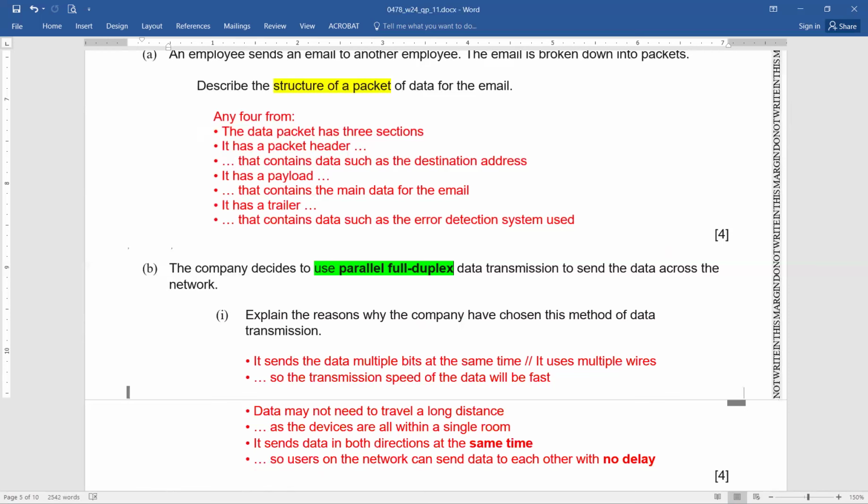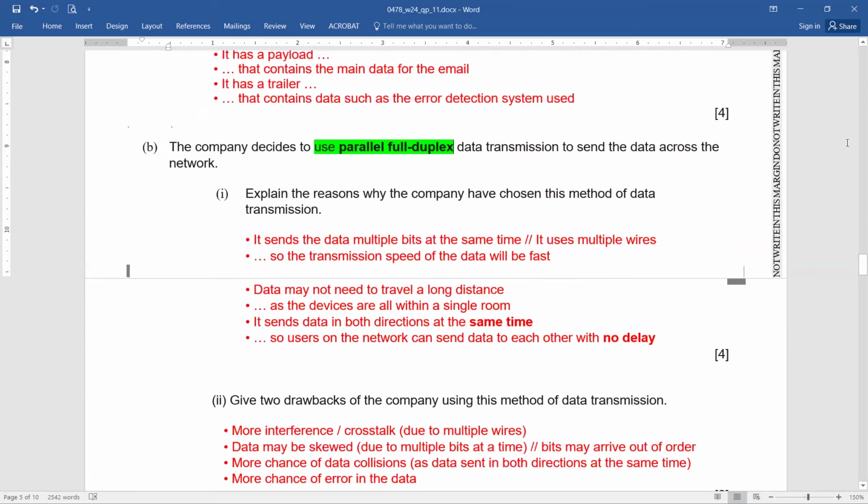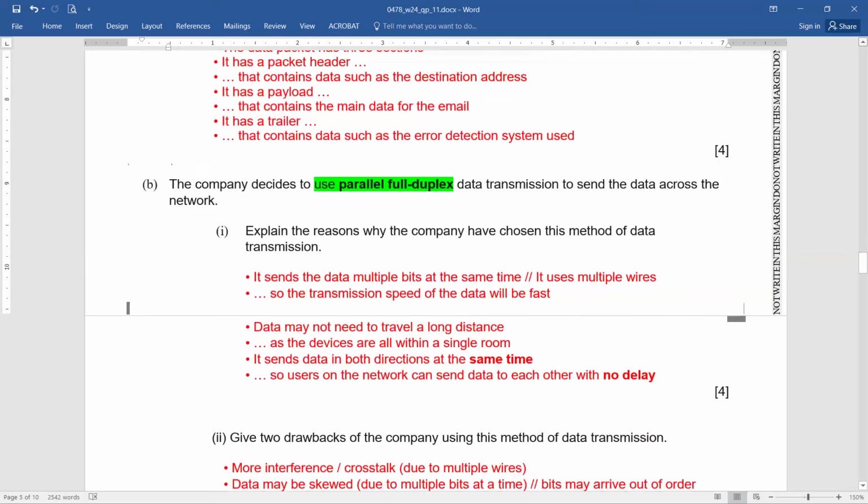So for that reason, if the student has explained parallel and full duplex and the advantage, because the devices are within a single room, then he will be able to score 4 out of 4. Any questions? First, explanation of parallel, then explanation of full duplex, and the reason for choosing parallel full duplex. Okay, give two drawbacks of the company using this method of transmission.